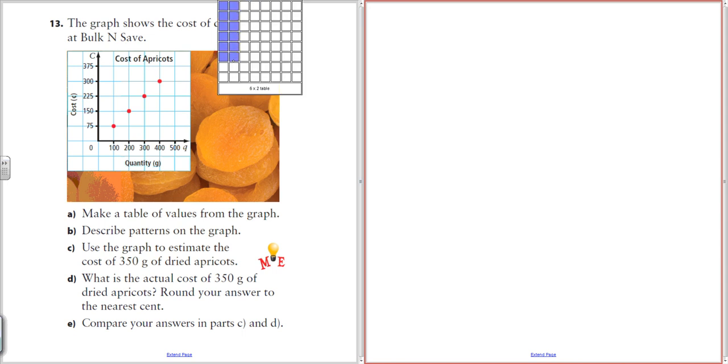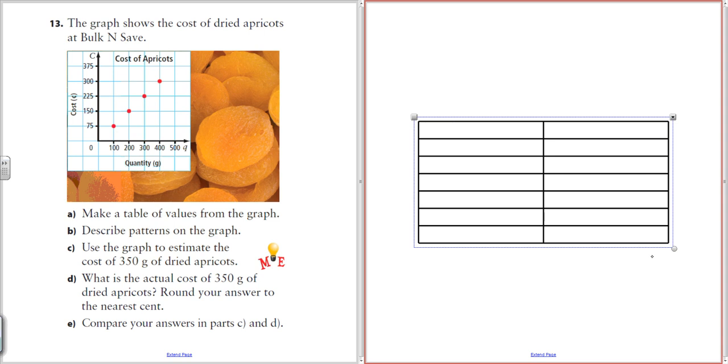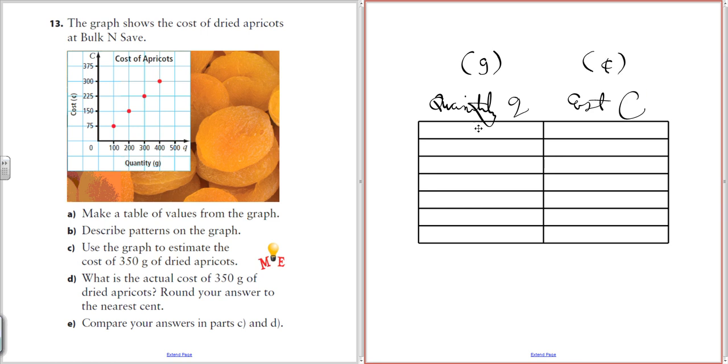So what I'll do here is create this table of values, and I will fill it in. I'm going to put this one over here as my quantity, which I will write messy, like always. Spelled wrong. Quantity, and that's the variable Q, and it's represented in grams. And over here we have the cost, and it's the variable capital C, and it's in cents. So let's fill in the information.